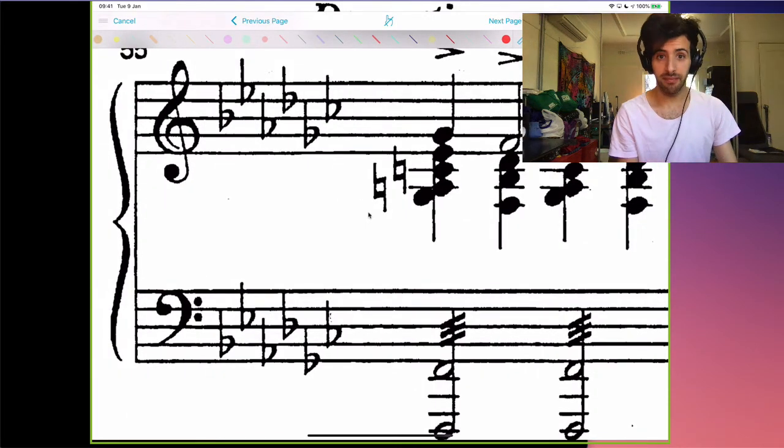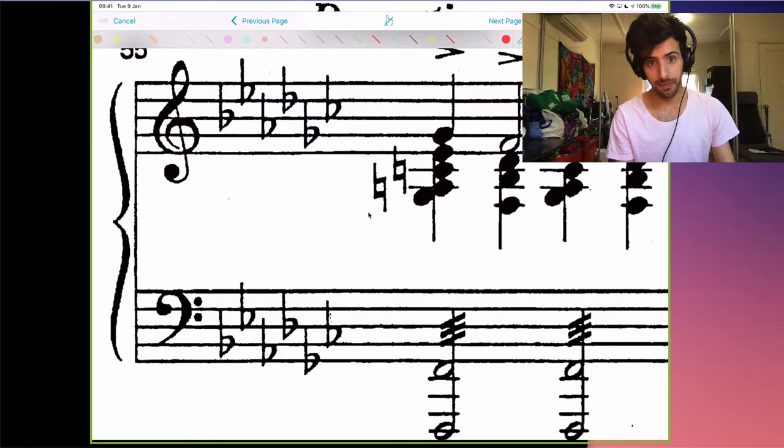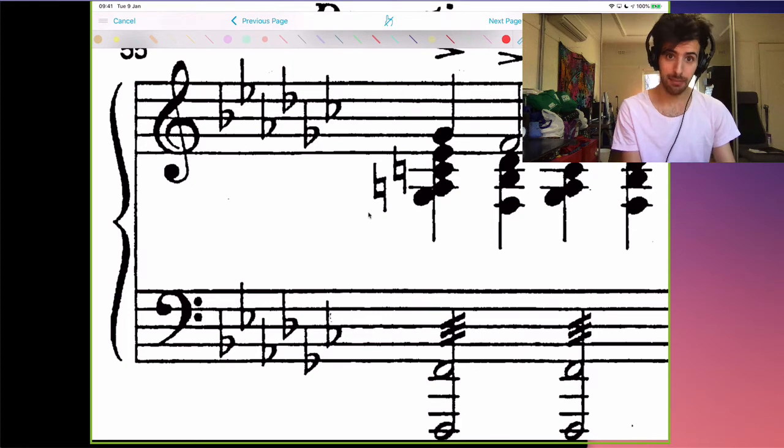G flat, E flat, C natural. That natural sign is there because the key signature is telling us to play C flat, but the chord requires you to play C natural. So instead they'll put a natural sign in front of it. A natural. Again, this key signature just says A flat, but this is an A natural chord.